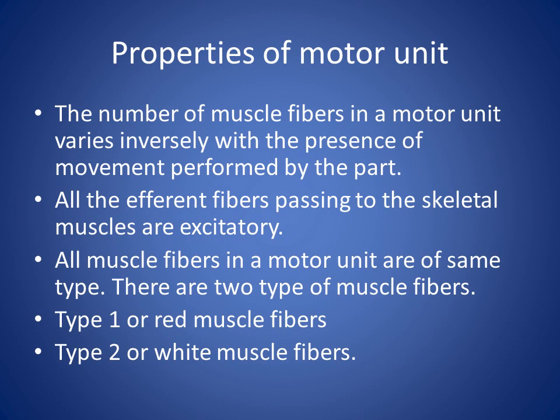Now coming to the next point, that is all the efferent fibers passing to a skeletal muscle are excitatory. Efferent fibers means motor fibers, which perform action. All are excitatory. There are no efferent nerves which on stimulation produce relaxation of the muscle. That is, there are no inhibitory efferents, as compared to the cardiac and the smooth muscle, where the efferent supply is both excitatory and inhibitory.